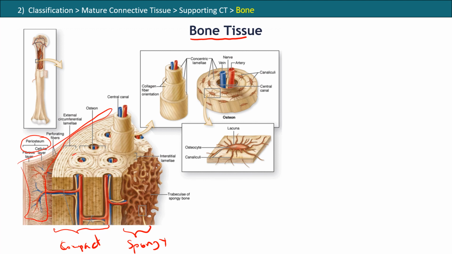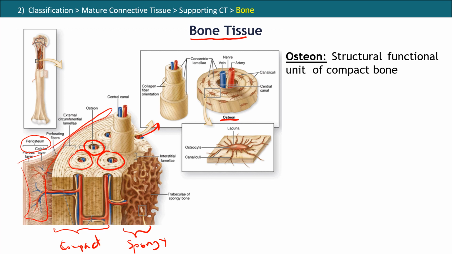So here you see in this picture all these circles, yeah, that have concentric circles inside, all of them are the structural unit. And here they zoom in for you and they show the osteon. Okay, and so what is the osteon? The osteon is the structural and functional unit of compact bone.